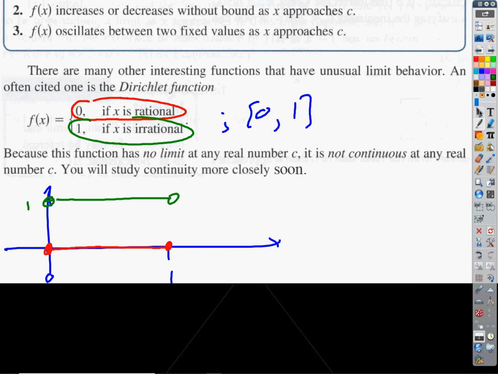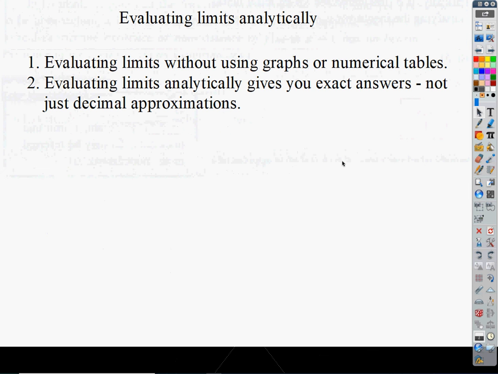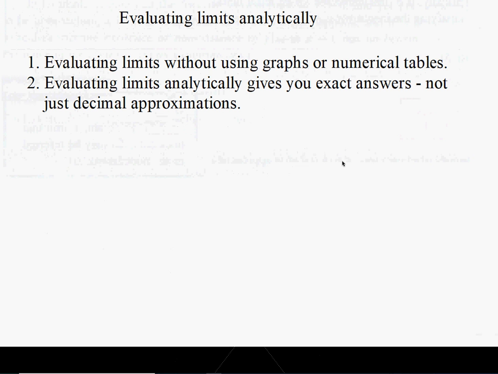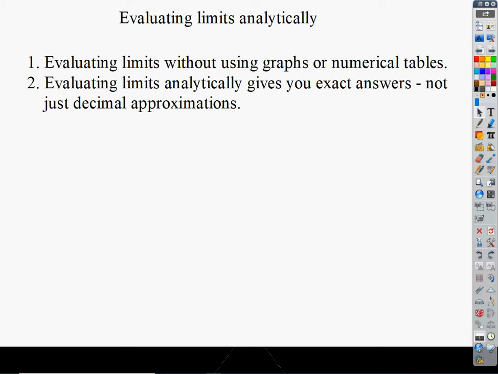So now we're going to move on, and we're going to start talking about evaluating limits analytically. This is probably a more satisfying section than the last one we talked about. Now we're not just going to have to rely on technology or graphs or tables to come up with decimal approximations. We're going to get exact answers by evaluating limits analytically.